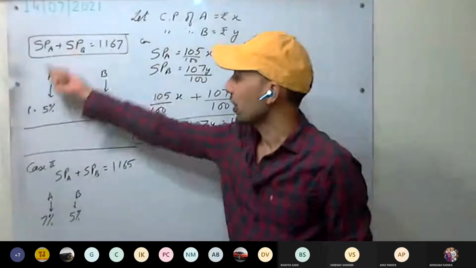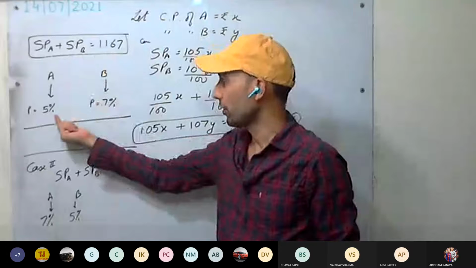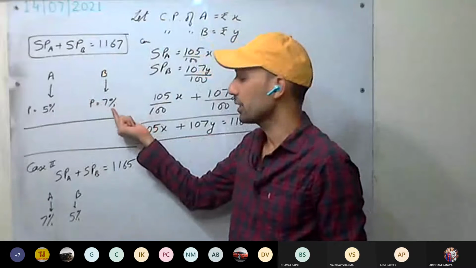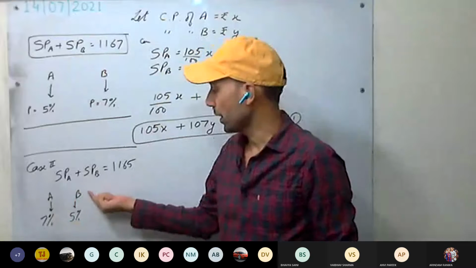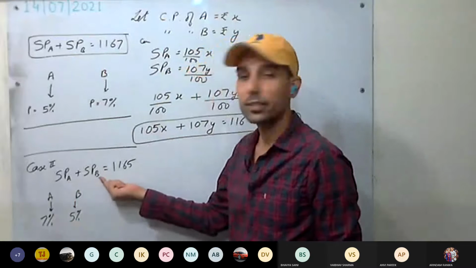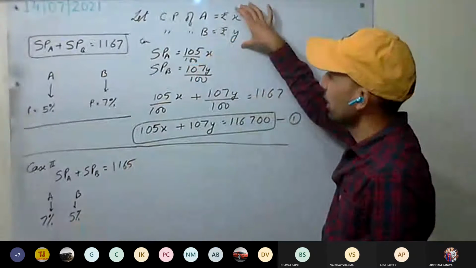Understood? That was for the first case. When the selling price was this much, on A we were making 5% and on B we were making 7%. And this time on A we are making 7%, on B we are making 5%. And this we have sold for 1165. This is now the complete second part. Okay.